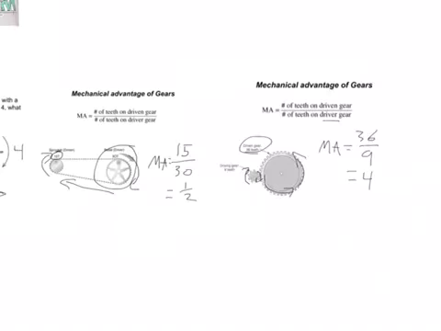So in review, you use a big gear going to a small gear in order to go fast when you don't need as much power, and you use a small gear going to a big gear when you don't want to go very fast, but you need more power.